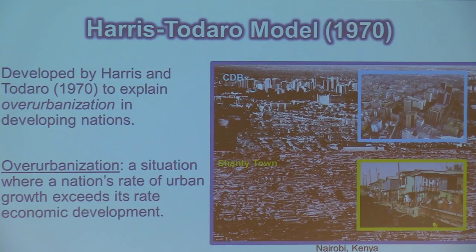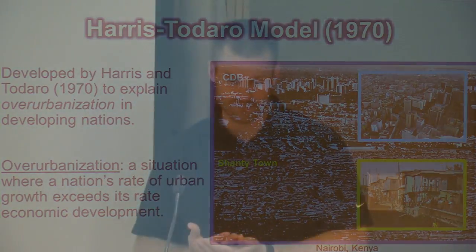And a primary issue that scholars had in the 1960s was trying to explain this phenomenon called over-urbanization. For those of you who are unfamiliar with the concept, it refers to a situation where a nation's rate of urban growth exceeds its rate of industrial or economic development. So in other words, more people are moving from the country to the city than there are jobs available.